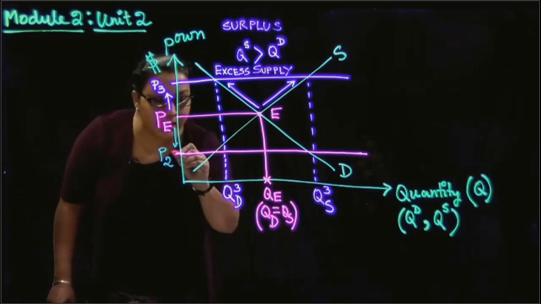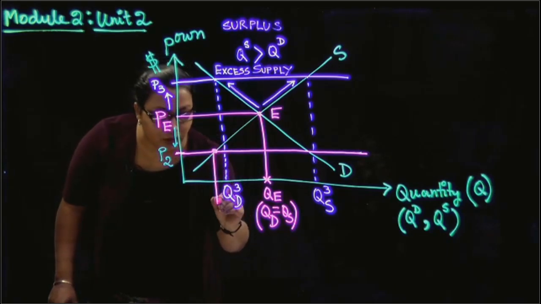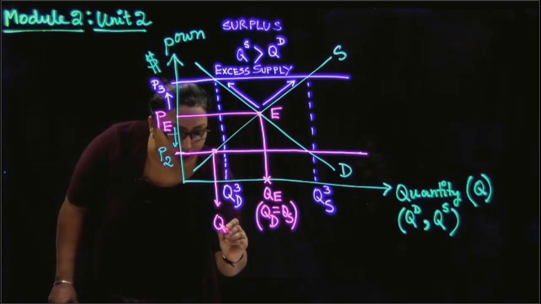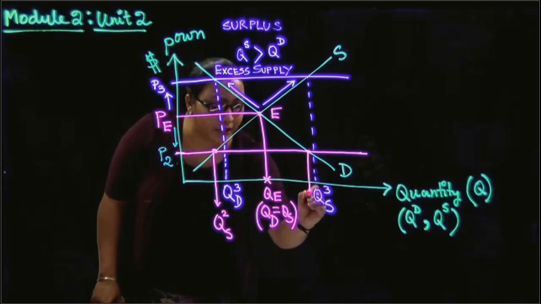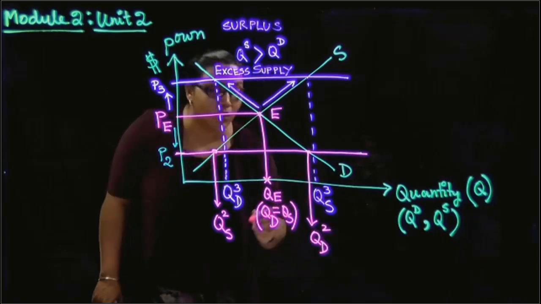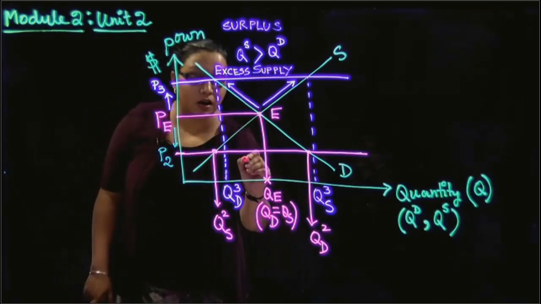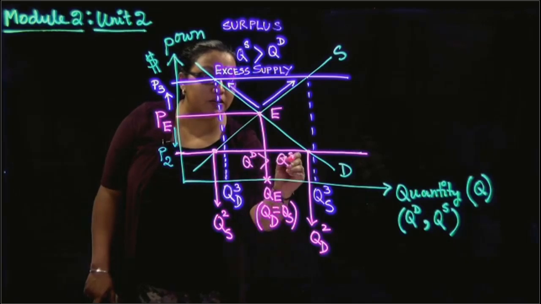And now if you read along P2, from the supply curve, I could read the quantity supplied. I'm going to call it QS2. And from the demand curve, I could read the quantity demanded. I'm going to call it QD2. Please note that here the quantity demanded is greater than the quantity supplied.